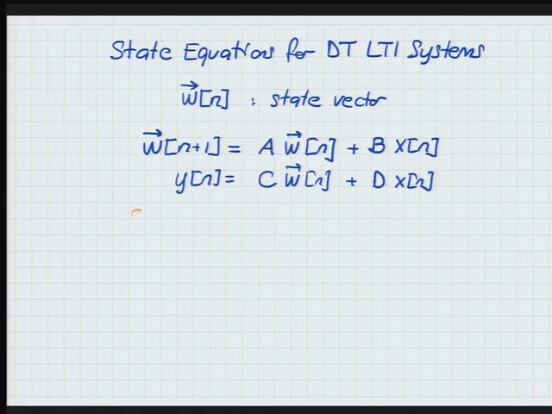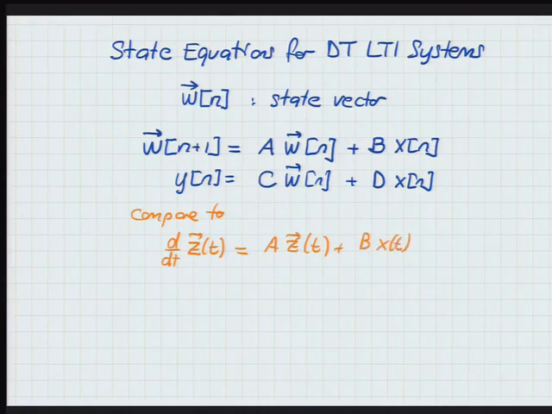Compared to the continuous time state equations, where we had d by dt of z of t equals A z of t plus B x of t, and y of t equals C z of t plus D x of t. So a similar idea. We're just advancing in time rather than taking derivatives, right?